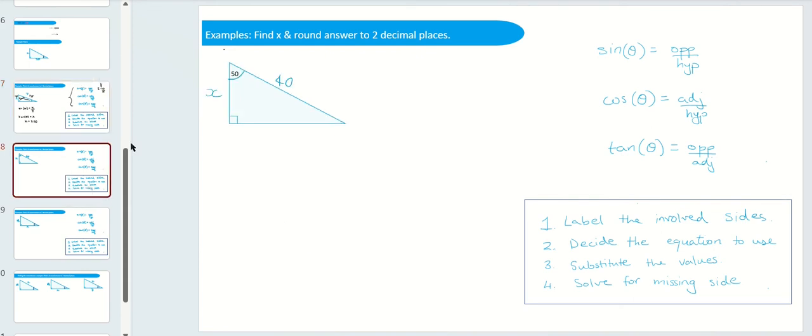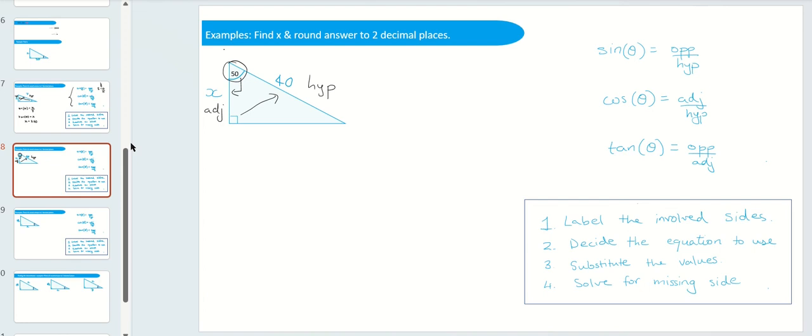Find x and round answer to 2 decimal places. So again, the first thing we want to do is label the involved sides. So the involved sides is always in relation to the given angle. So now we're given 50 degrees, which is up here. Alright, so first, the side opposite the 90 degrees is always the hypotenuse, and it's the longest side of the right angle triangle. The side next to the angle given is always the adjacent side. So this question involves the adjacent and the hypotenuse side.